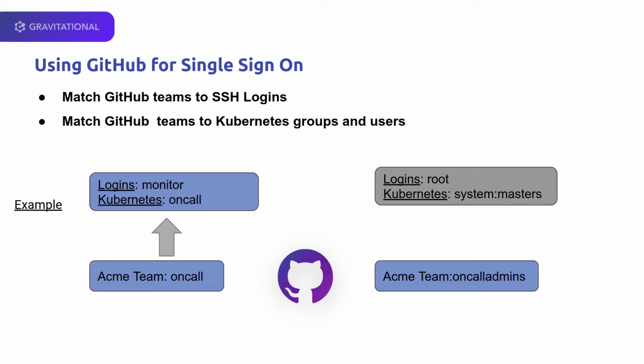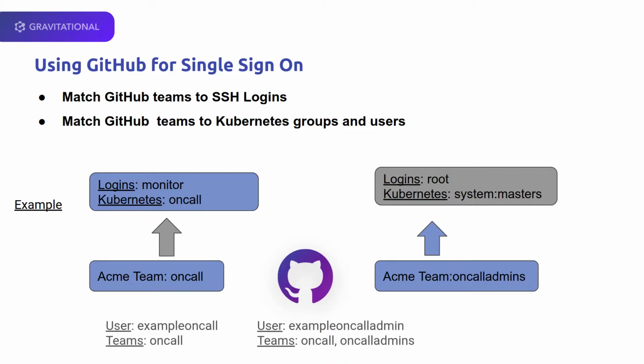Now, to use that, we're going to have two users. One is the example on-call user, which will only be in the on-call team. It just has the monitor SSH access. Then the example on-call admin is in both teams and thus has both login access for monitor and root, and also is in both the on-call Kubernetes group as well as the system masters group after authenticating.